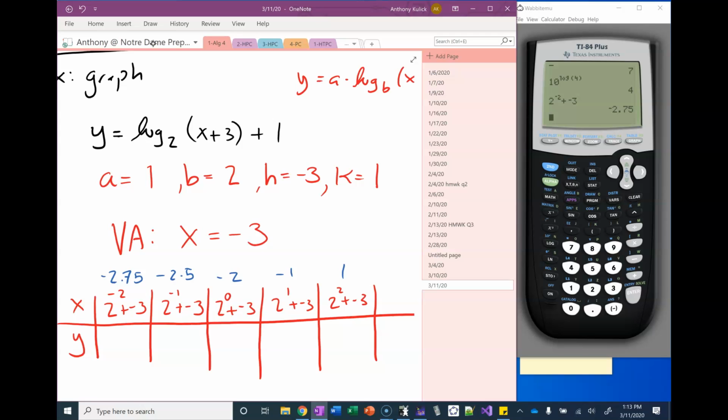Now we'll fill in our y coordinates. So I'm going to have negative 2 times a plus k, negative 1 times a plus k, 0 times a plus k, 1 times a plus k, and 2 times a plus k. And again, we'll just evaluate these. Everybody's okay to there?